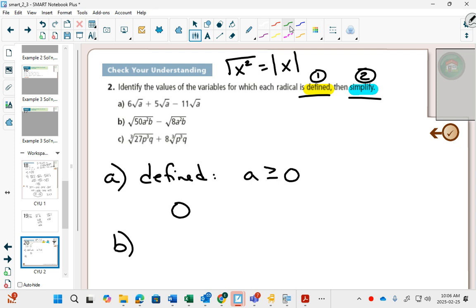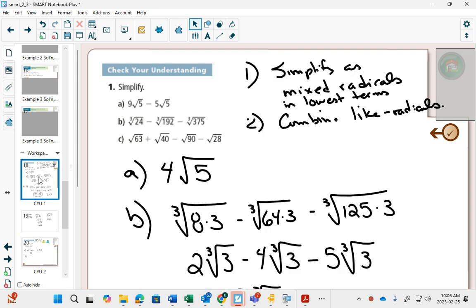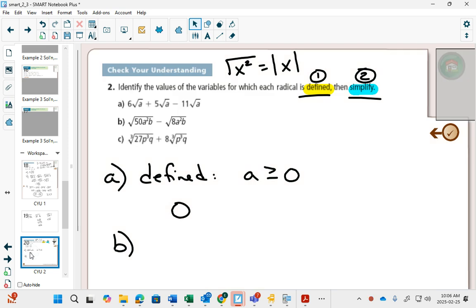So in A, we didn't have to simplify first, but if we remember from yesterday's notes, simplify as radicals in lowest terms and then combine like radicals. So in this example, B, these are not like radicals right now because they don't have the same inside and the same index. But maybe we can simplify them. Also, it's asking where things are defined, so I'm going to do that first.